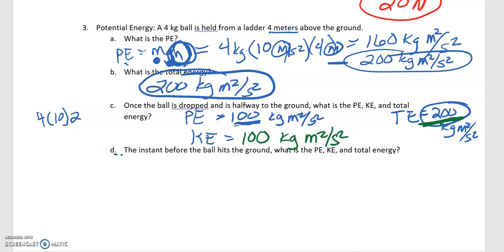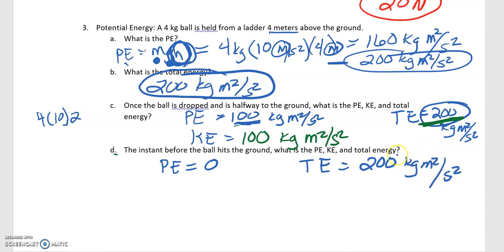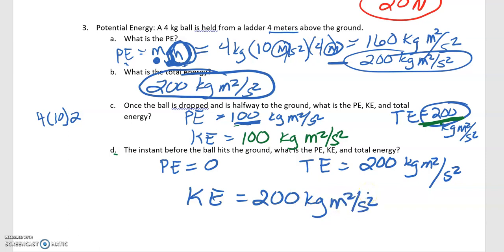Okay, now question D, the instant before the ball hits the ground, what is the potential energy, kinetic energy, and total energy? Well, at that instant, we are assuming the height to be 0, so our potential energy is 0. The total energy, again, cannot change. It has to be the same. So I know my total, again, is 200. The potential is 0, which means that all of the energy has transferred itself into kinetic energy, so there has to be 200 kilogram meters squared per second squared of kinetic energy now.